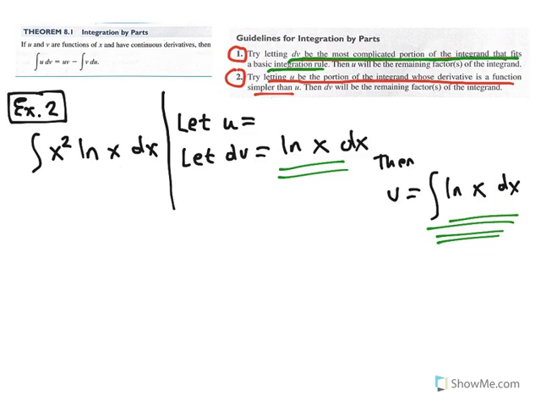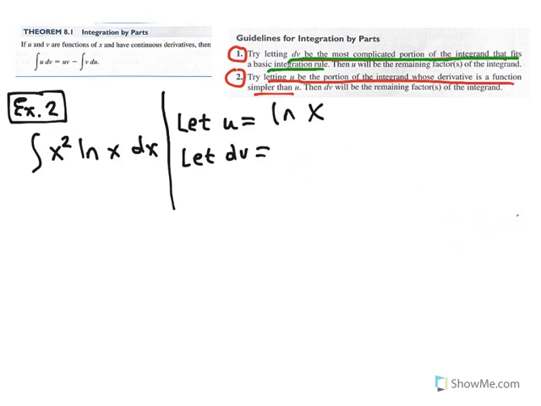So what are we going to do? Well, if natural log of x dx cannot be dv, then naturally we're going to let natural log of x be u. So if that's u, then what's v? So we've got natural log of x is u, so what's left? x squared dx, so that's going to be dv.